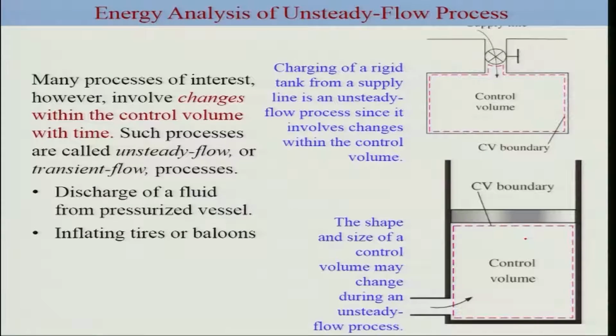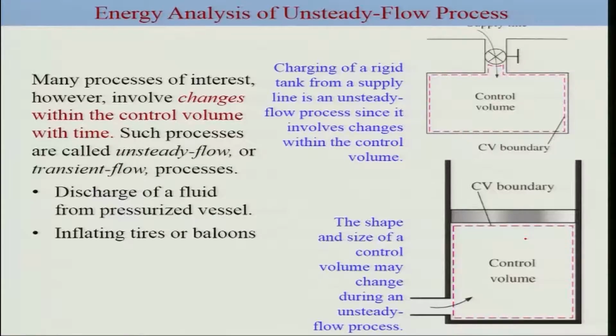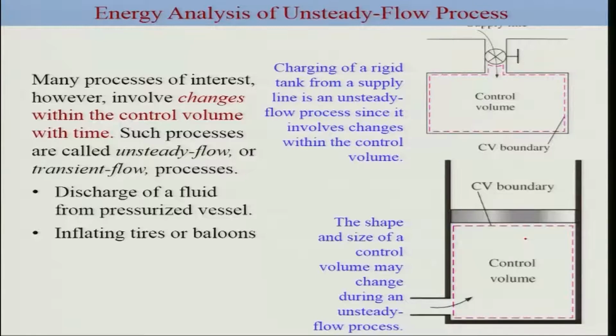Now we'll look at the systems which are considered as unsteady flow processes, because there are many processes of interest which involve changes in the control volume properties. For example, you have a charging of a rigid tank from a supply line in an unsteady flow condition, which essentially means that the control volume properties undergo changes with time. Such changes would be part of your unsteady flow process. Such a process is also sometimes called a transient flow process.